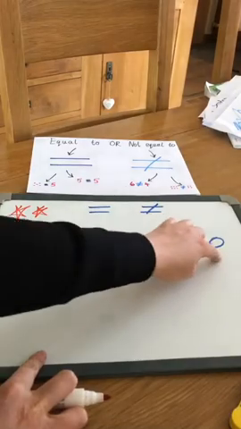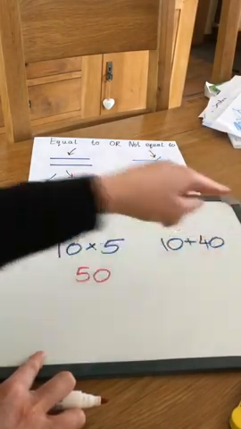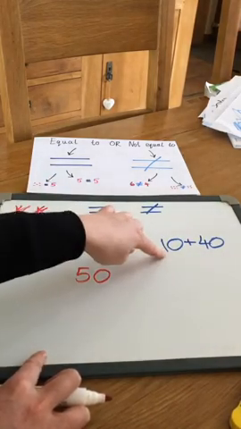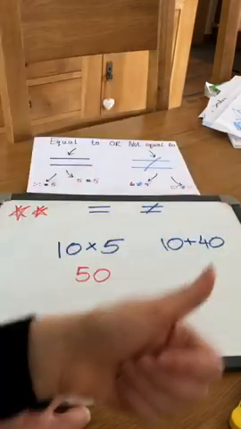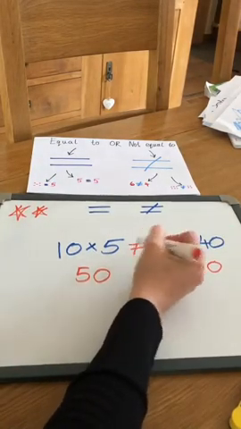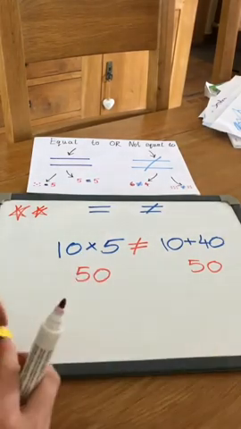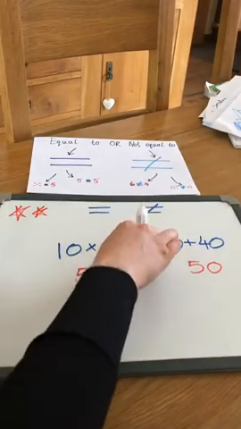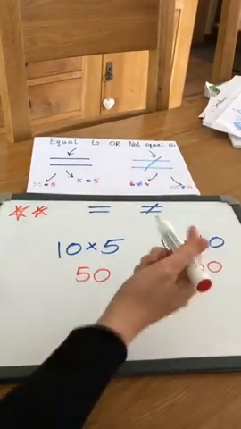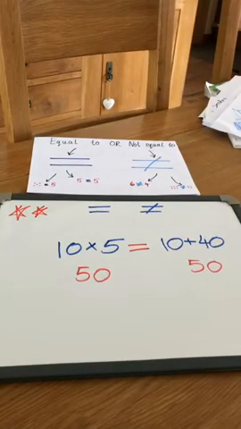And 10 add 40. Now it'd be easier to do 40 add 10, so put 40 in your head and count up in tens. We need to count up 1 ten, so 40, 50. Is that right? Nope. We need to do an equal sign because they are the same. Hopefully you noticed that. And there's your equal sign there. So 10 times 5 is 50. 10 add 40 is 50. So these two sums are equal.